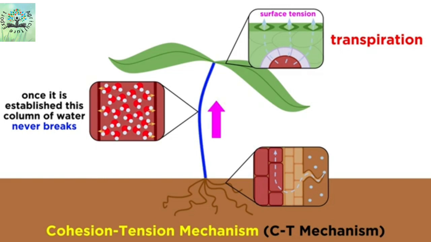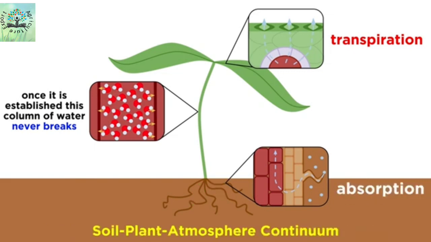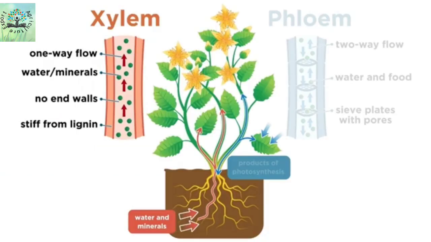So the mechanism of transpiration and the resulting surface tension at the stomatal openings pulls water molecules upwards to replace those lost by evaporation. This force is transferred through the plant's water columns down to its roots, where it causes more water to be pulled in from the soil. This continuous water transportation pathway is known as the soil-plant-atmosphere continuum. So that covers the xylem.